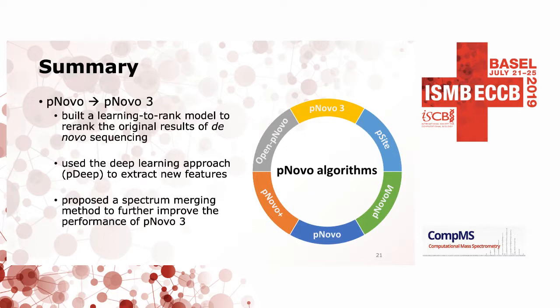So that's the main content of our work, and let me make a brief summary. Based on the existing workflow of pNovo, we developed pNovo 3. We built a learning-to-rank model to re-rank the original results of de novo sequencing, using the deep learning approach, pDeep, to extract new features. And finally, we proposed a spectrum merging method to further improve the performance of pNovo 3. Compared with a few other de novo sequencing tools, pNovo 3 records significantly more spectra on several high-resolution MS datasets.